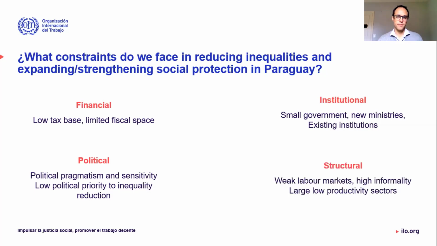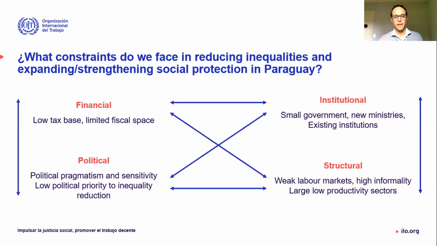And there are other more structural constraints. The labor markets are relatively weak. I mentioned high informality, and the low productivity sector is quite large in Paraguay, which means that the contributory capacity of many workers, and this echoes what Yoon was mentioning, is relatively weak. So we cannot expect in the medium, short, or even long term that everyone will be able to contribute through social security contributions to financing a social protection system for everyone. And this is all related, of course, and creates in a way the vicious cycle that Stephen mentioned.